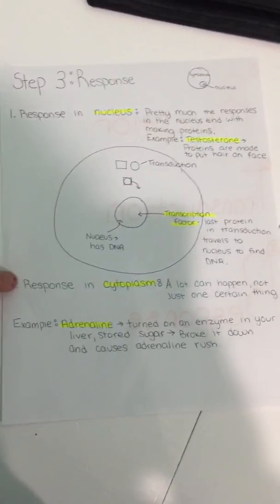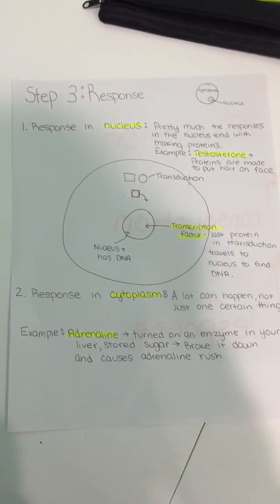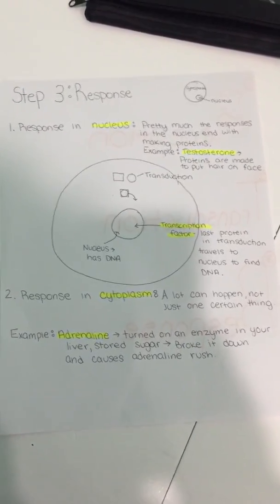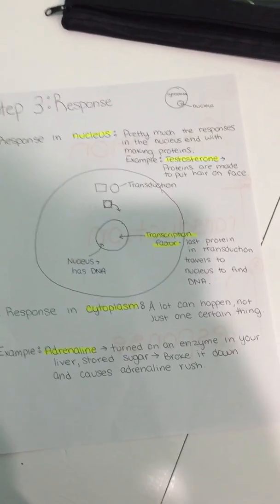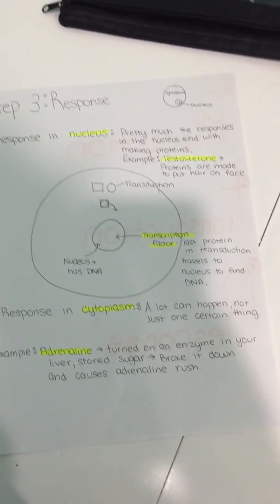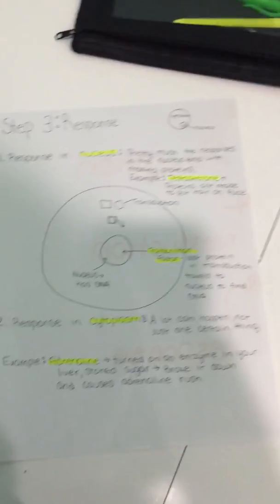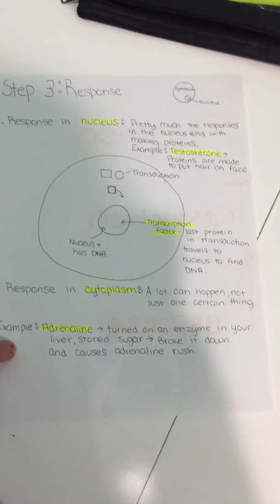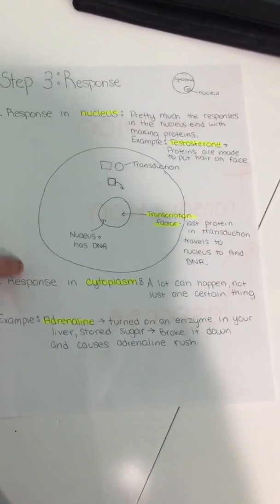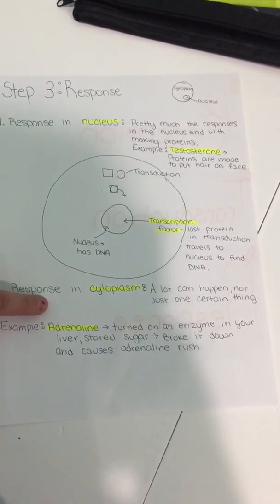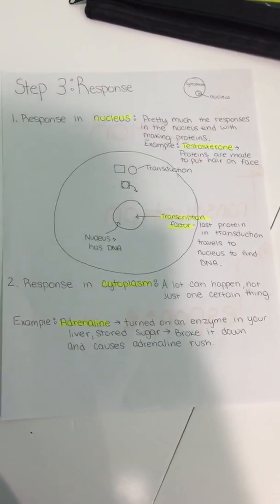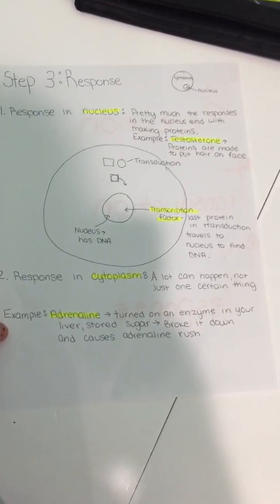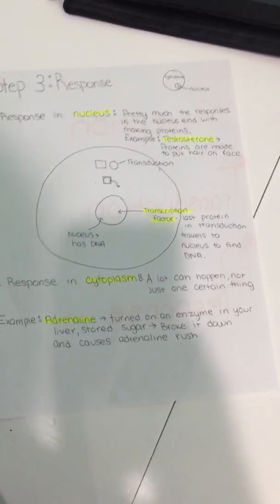A second response can be in the cytoplasm. This is where adrenaline activates the enzyme that breaks down glycogen into glucose. Adrenaline can happen there. Also, a lot can happen, not just one certain specific thing, but adrenaline is just an example. So they have adrenaline rush.